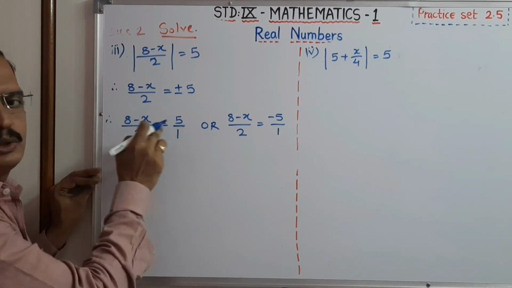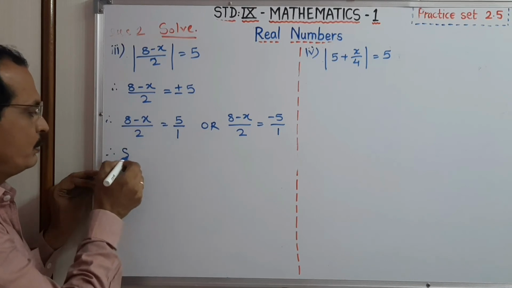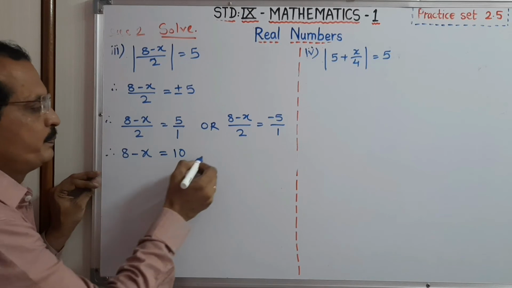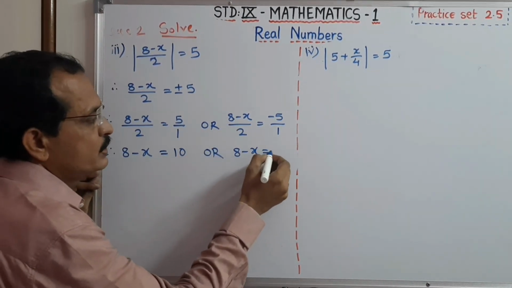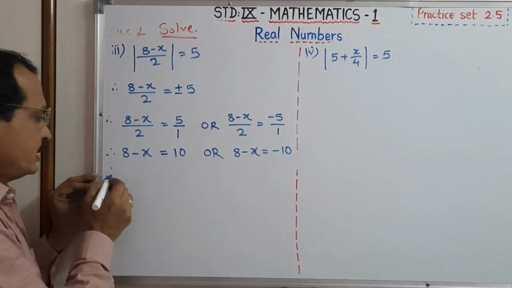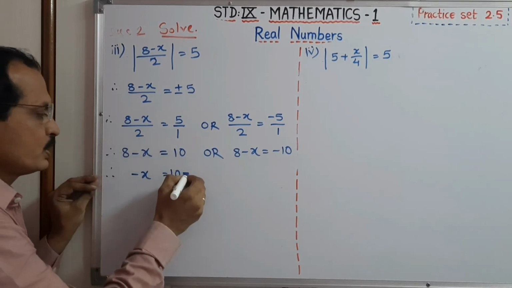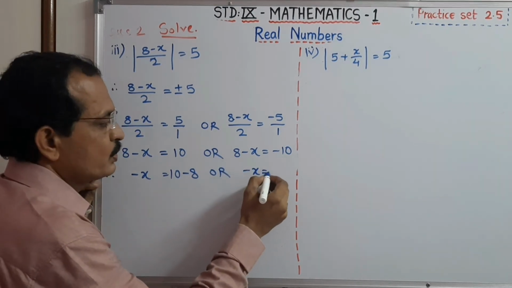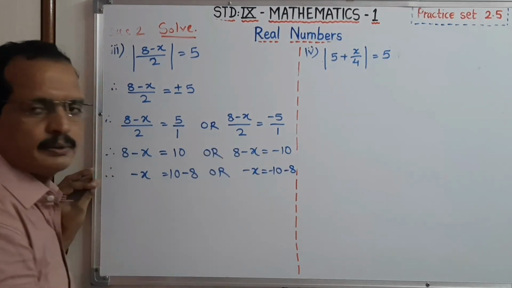For solving this, do the cross multiplication. Multiply this with 1. It will be 8 minus x is equal to 2 fives are 10. Or 8 minus x is equal to minus 10. See here, minus x is equal to 10, this plus 8 goes on there, minus 8. Or minus x is equal to minus 10, and this plus 8 goes on that side, minus 8.